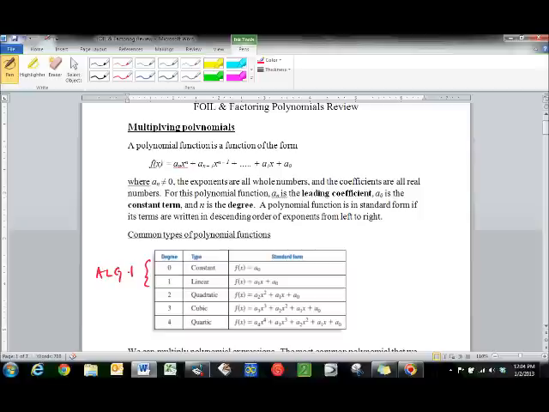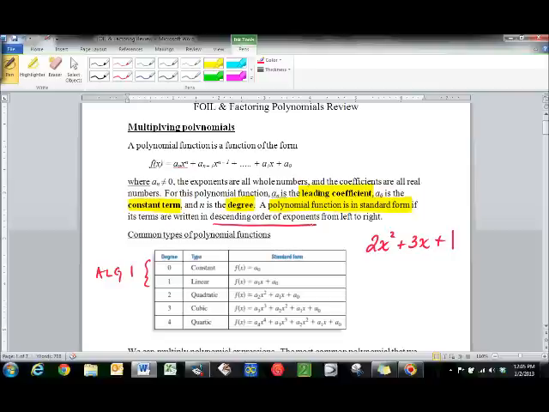Now we have three different terms that you need to be aware of: the leading coefficient, the constant term, and the degree. Now, before we can figure these out, we need to be able to take the polynomial function and write it in standard form. So I'm going to just give you an example here. If I take a polynomial function like 2x squared plus 3x plus 1, this is a quadratic function because it is to the second degree. It is written in standard form because the exponents are in descending order.